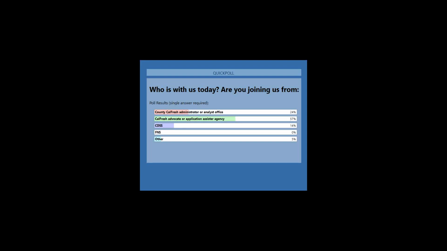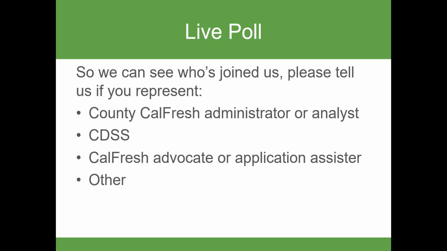So it looks like we have a good mix of participants from our advocate and assister agencies, from our county and administration and analyst office, and from the state. We're really glad that you're all here today, and we hope the information will be useful as you think about your strategies to improve access to CalFresh and ensure that people can access both their health benefits and food benefits that also contribute to their health. Okay, so next slide.